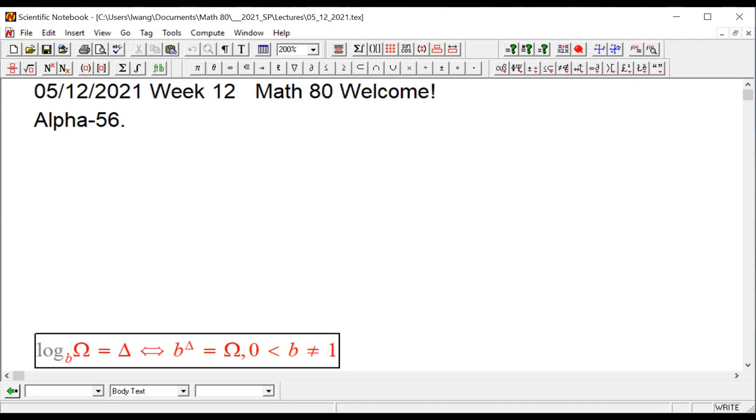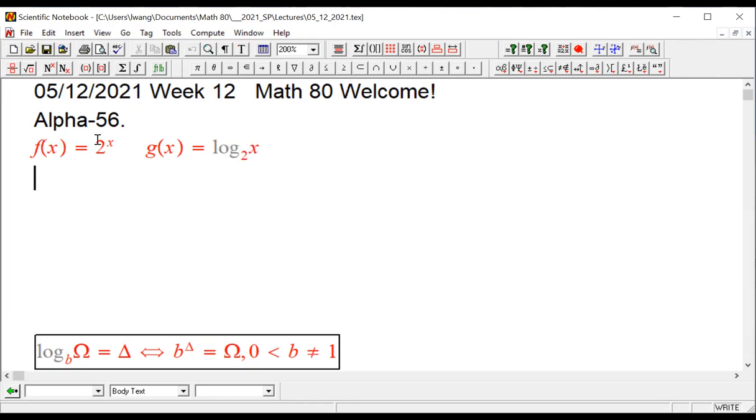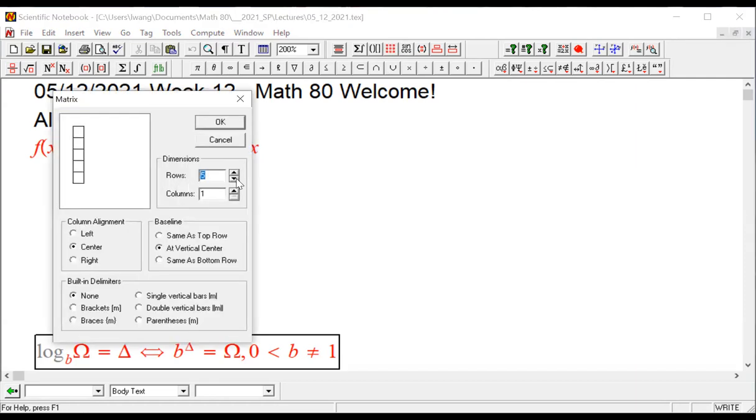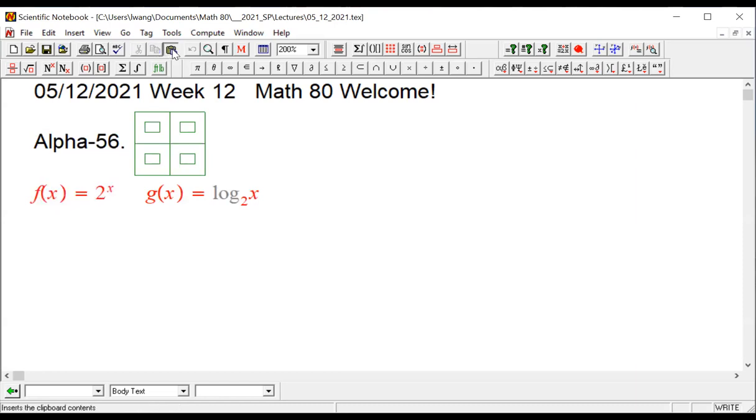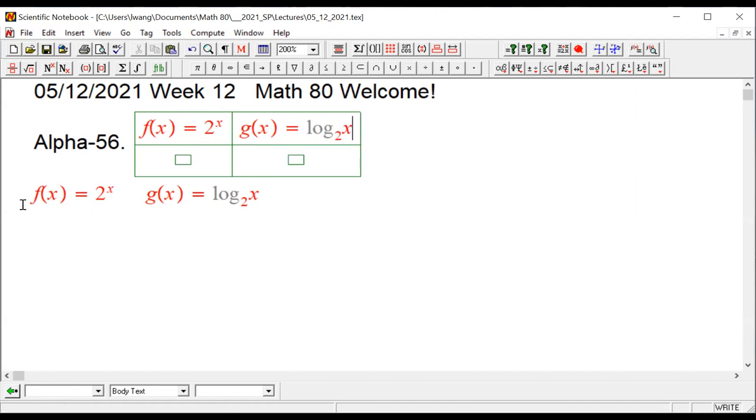The first graph we're going to do is that we're going to graph these two functions together. One function is going to be 2 to the power x, and the next function we're going to graph is log base 2 of x. So these are the two functions we're going to be graphing, okay? And I like to put things in table form. So we have these two functions to graph. We're going to discuss the many features about these two functions, domain and range, x-intercept, y-intercept, and so on and so forth, like we have done before.